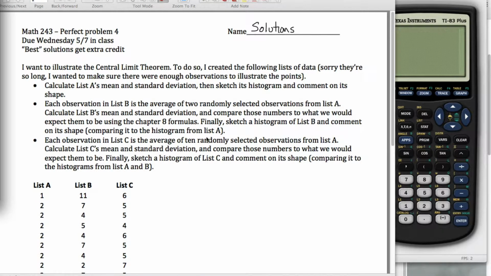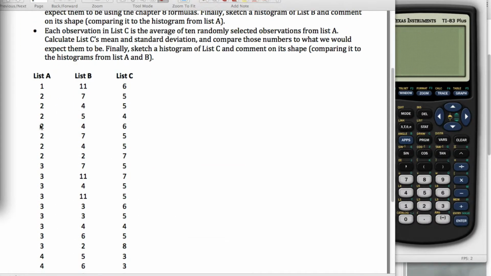Observations for Perfect Problem 4 for Math 243. The basic idea here is that I was trying to illustrate the central limit theorem. We have three different lists here, and the first list is just 30 observations taken from some population.